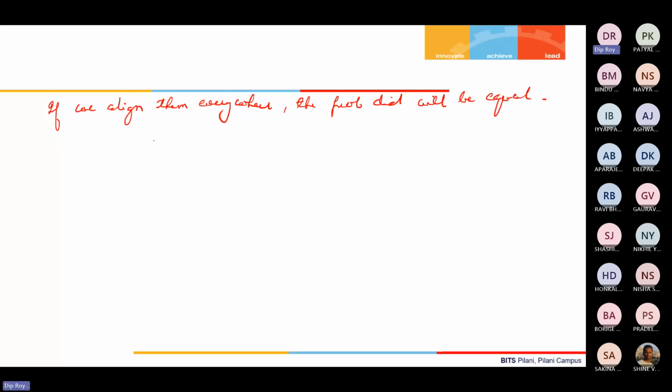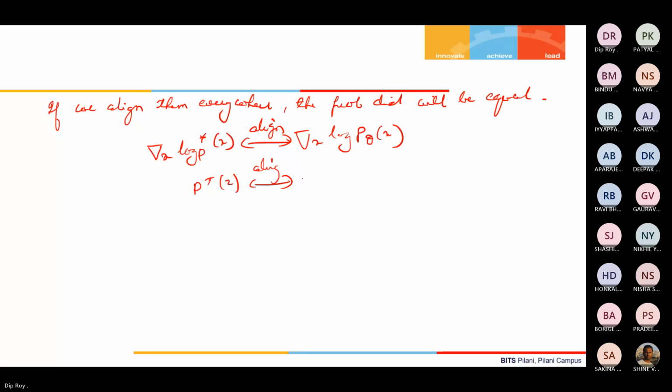Okay. It means that this is P. It means that P of this will align with this. Very nice property.